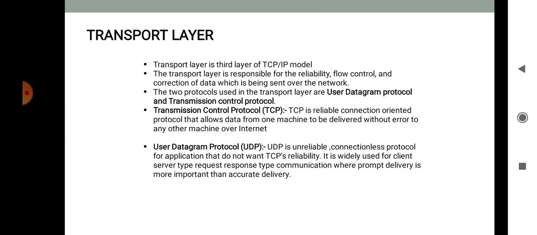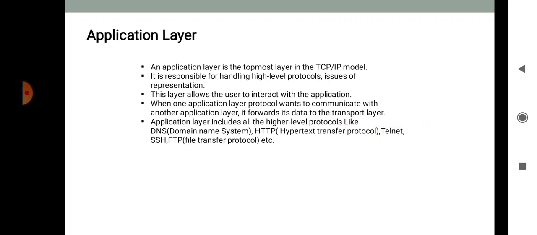Then the last layer is the application layer. The application layer is the topmost layer in the TCP/IP model and it is responsible for handling high-level protocol issues of representation. This layer defines the TCP/IP application protocols and how host programs interface with transport layer services to use the network. This layer also allows the user to interact with the applications.